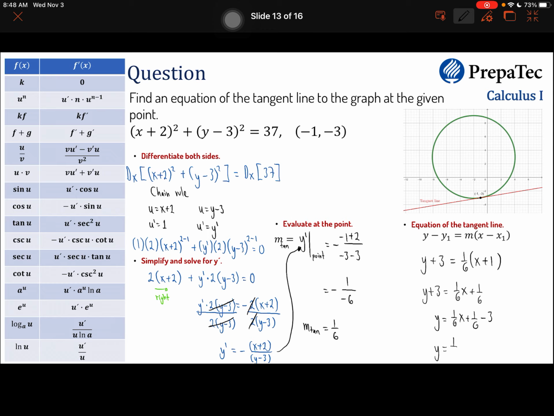So finally the equation of the tangent line is 1/6 of x, and 6 times minus 3 is minus 18, plus 1, minus 17/6, and this is the equation of the tangent line.